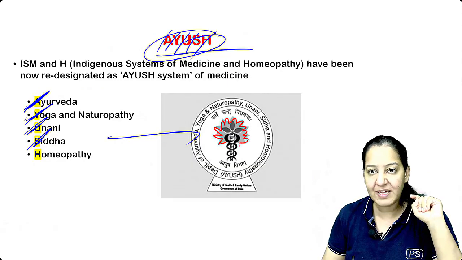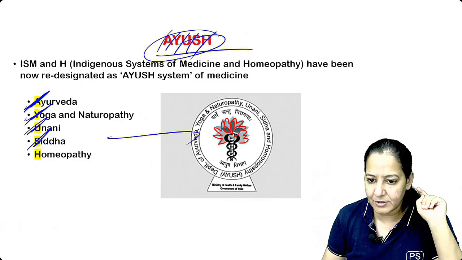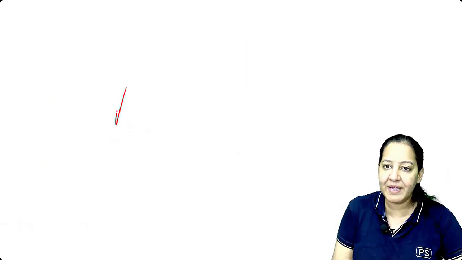Whenever you see a logo, try to make out what is inside it. Inside it, 3 petals are there. You can see something like a stalk. This is the logo of Ayush. Please learn. So what is the full form of Ayush?